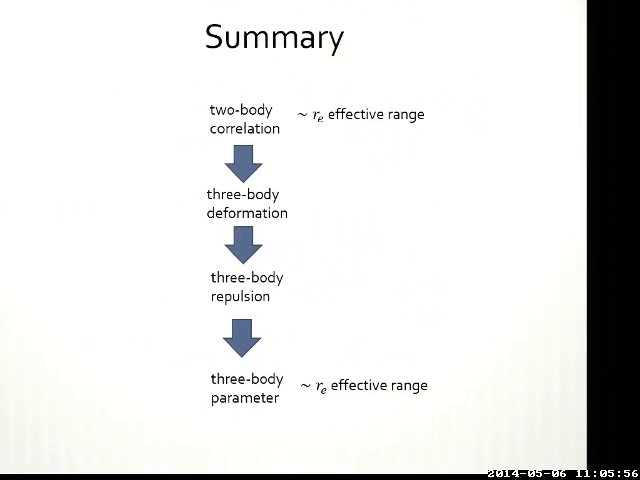Okay, so now just an intermediate summary. So we start from the two-body correlation, which again is the zero energy two-body wave function, and the typical length scale associated to this is the effective range. This creates a three-body deformation, which causes a three-body repulsion, and in the end sets the three-body parameter to something which is on the order of the effective range.